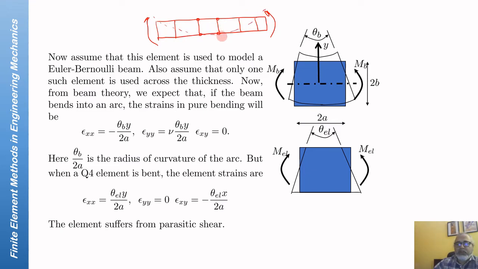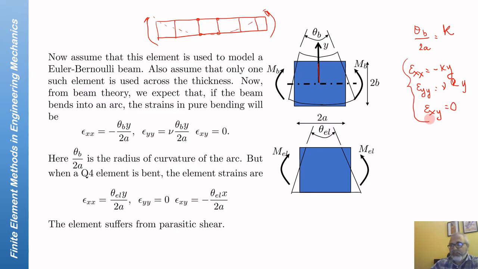So in reality, this beam will bend into an arc of a circle, and this arc will have a radius of curvature, which, if this angle is theta b, will be theta b by 2a, will be kappa, the curvature. And then we know from beam theory that epsilon xx will be minus kappa times y, where y is the distance from the neutral axis. And epsilon yy will of course be nu times kappa times y, and epsilon xy for pure Euler-Bernoulli beam theory will be equal to zero.